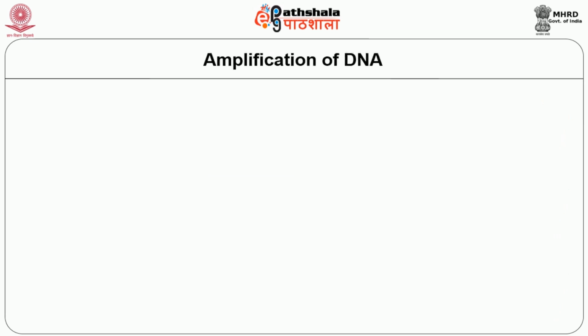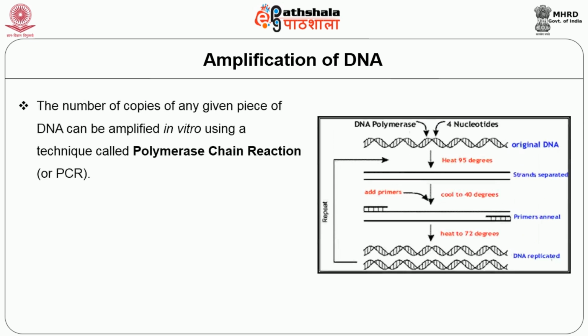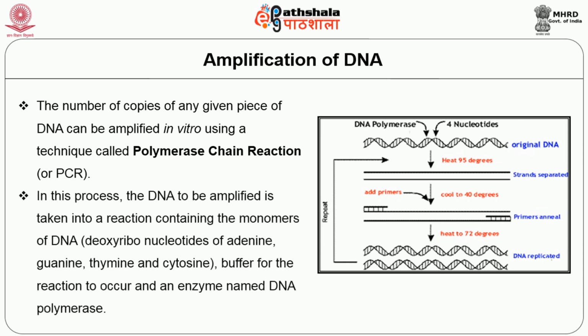Now we shall move to the amplification of DNA. The number of copies of any given piece of DNA can be amplified in vitro using a technique called polymerase chain reaction or PCR. In this process, the DNA to be amplified is taken into a reaction mixture containing the monomers of DNA, that is deoxyribonucleotides of adenine, guanine, thymine and cytosine, a buffer to provide ideal conditions for the reaction to occur, and an enzyme named DNA polymerase.